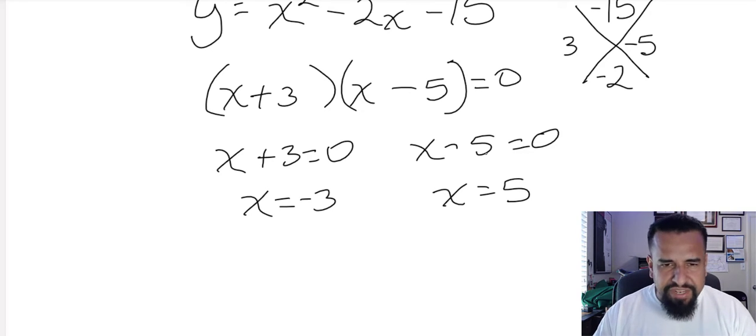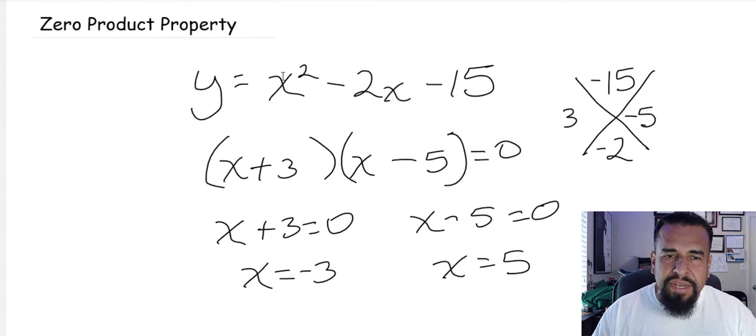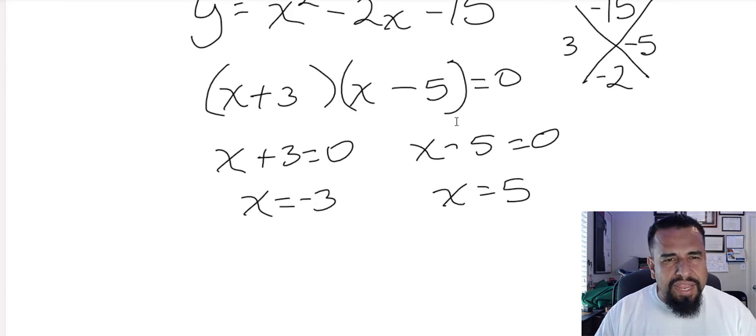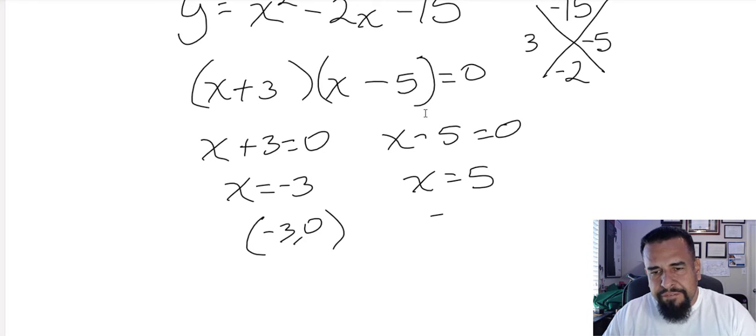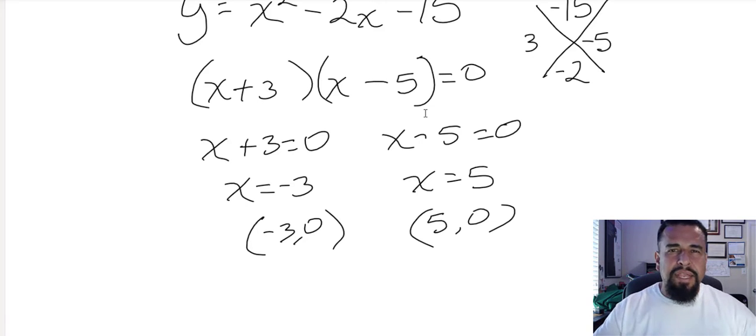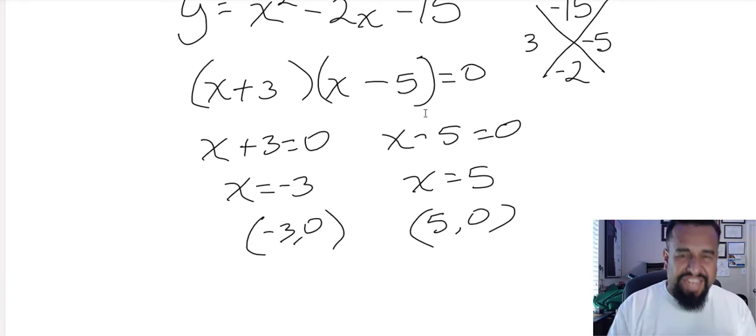Now, what have I really found? Remember, this is when my y value equals 0. So if my y is 0 and my x is negative 3, that's an intercept. We write them like this: (negative 3, 0) and (5, 0). Those are my intercepts where my parabola is going to cross. Hopefully that's making sense, and you can picture the graph crossing, and that's what we actually found. We found intercepts, not just a random number.